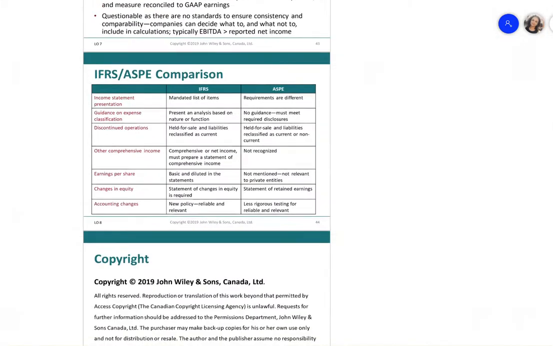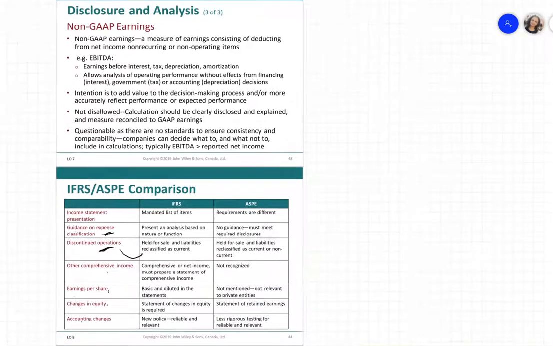This is just showing you the comparison under IFRS and ASPE. And this one is showing the income statement presentation. They're showing you some of the guidance of how to classify the expenses, the discontinued operation, what they call each one, held for sale, liability reclassified as current, other comprehensive income, earnings per share, change in equity, and accounting changes. So those are some of the comparisons between ASPE and IFRS.